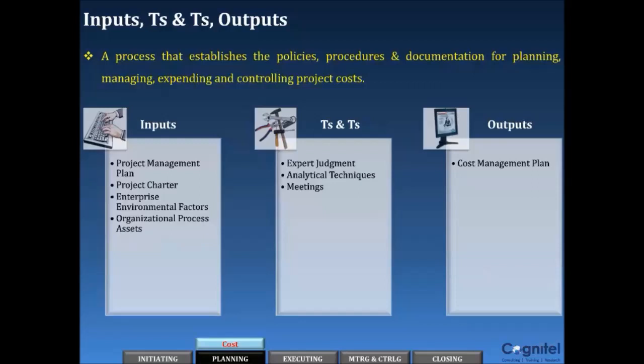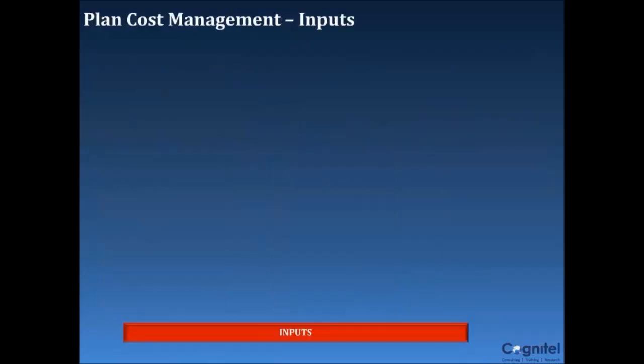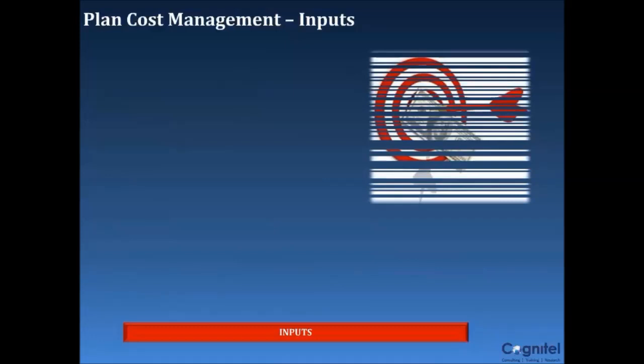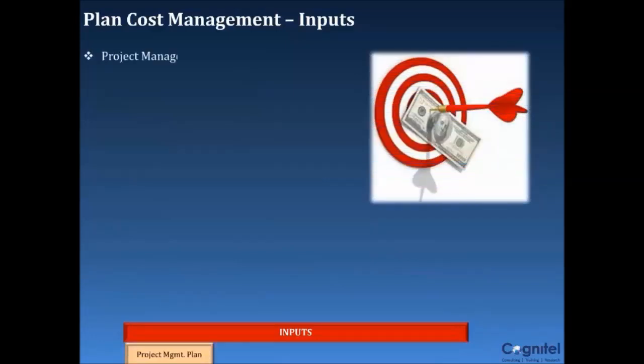Please look at the inputs, tools and output that go into plan cost management. Let us discuss the inputs to this process. Project management plan contains information used to develop the cost management plan such as the scope baseline, schedule baseline and cost-related scheduling, risk and communications decisions from the project management plan. Project charter provides the high-level budget that the project sponsor had stated. This high-level budget will help in the creation of the detailed project costs.